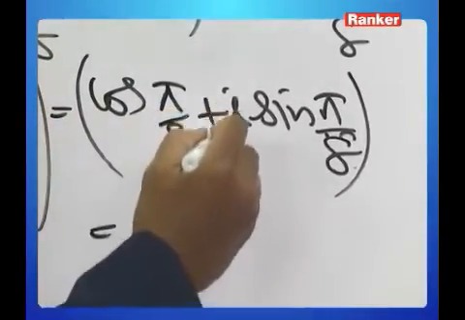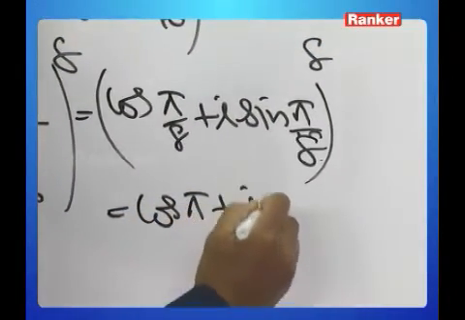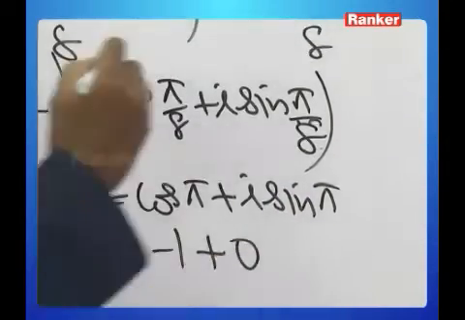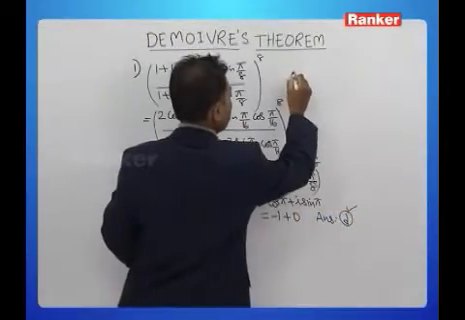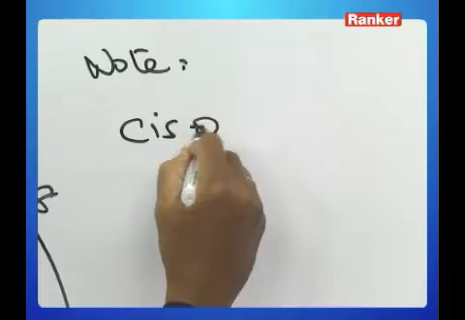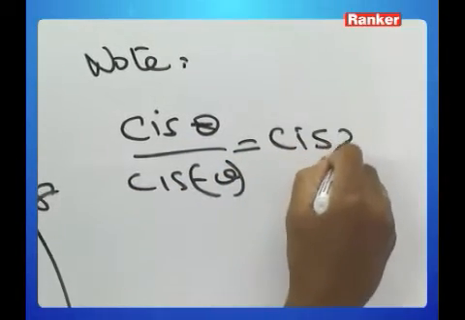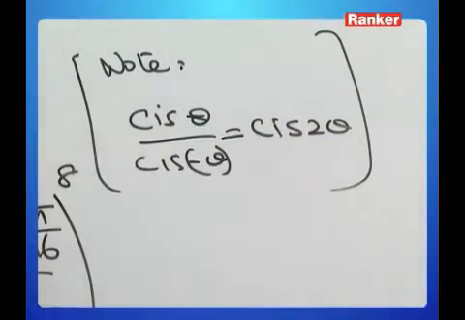So, this is cos and this is i sin, the 8 cancels. So, what you get? Cos pi plus i sin pi. Cos pi is minus 1, i sin pi is 0. So, the right answer is minus 1, right option is D. Answer is D, fourth option. And of course, we will write here the formula. What is the formula? cis theta by cis minus theta is cis 2 theta. This is the note formula we used here.